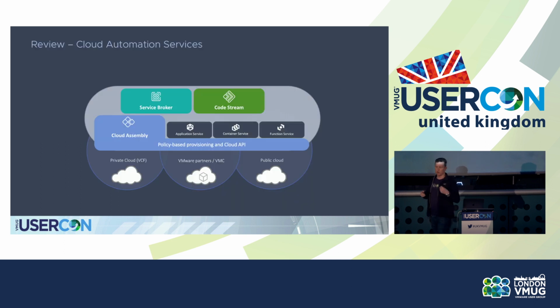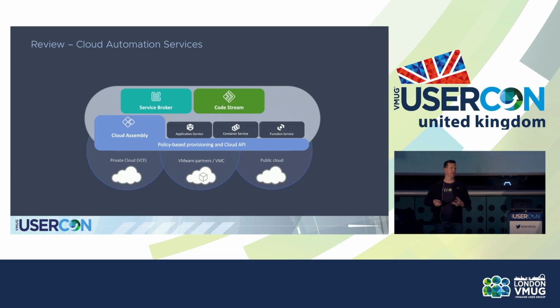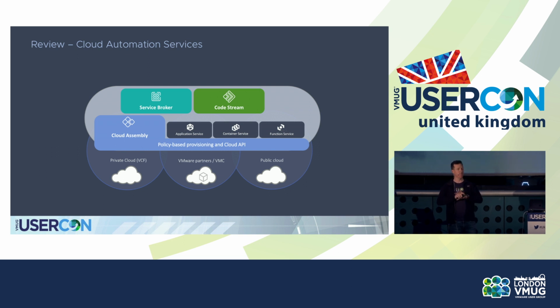So when I talk about the cloud automation services, it really is made up of three unique products. Those are Cloud Assembly, Service Broker, and CodeStream. And if I pick out what the workhorse is here, it's really Cloud Assembly. This is the place where you do your blueprinting. It's where we expose the capability to do infrastructure as code within the platform, abstract away the different clouds from underneath, and present you with a common API surface that you can then interact with.